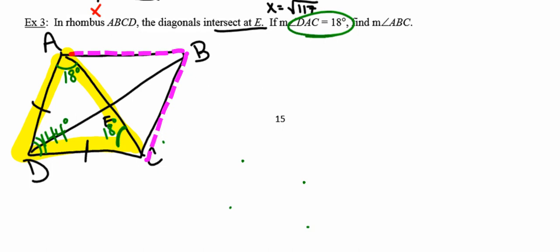Because every rhombus is also a parallelogram, I know that the opposite angles have to be congruent. So if the measure of angle ADC is 144 degrees, the measure of angle ABC must be 144 degrees as well.